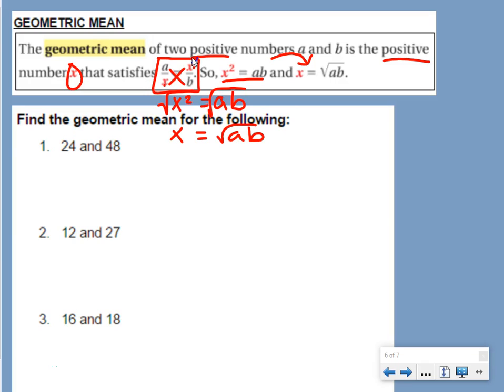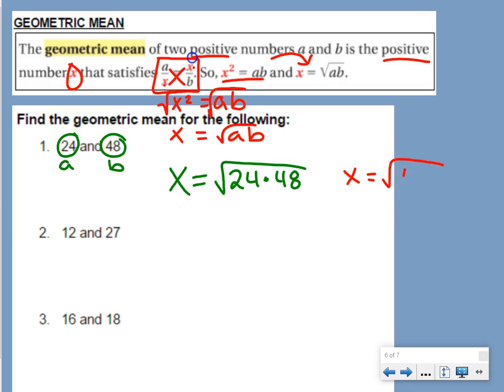So using that formula, we want to find the geometric mean for the following two numbers, 24 and 48. These are our a and our b, and we want to know what is x. So we say x equals the square root of 24 times 48. Big numbers. Use a calculator, and we get 24 times 48 is 1,152. So x equals the square root of 1,152. That's a pretty big number. I'm not quite sure what two numbers it lies between. So if I use my calculator to give me an approximate, that gives me 33.9. So I can say about 33.9. And that's all you have to do.